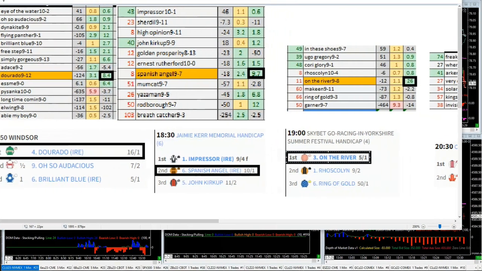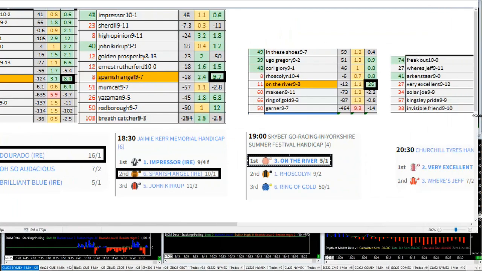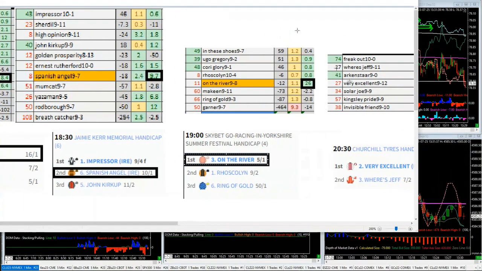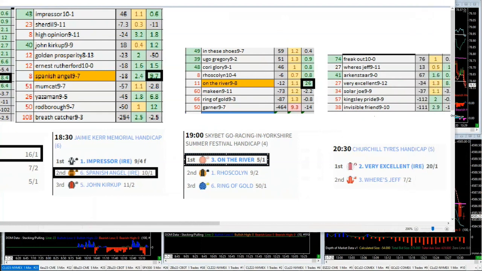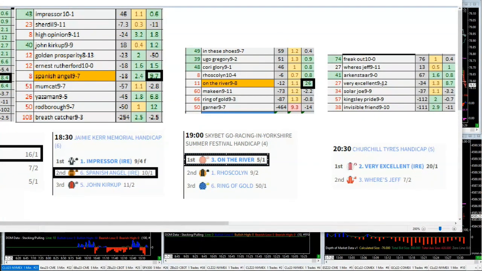And then the final horse that we had yesterday was this horse here, a horse called Very Excellent. This horse registered a score of 8.7 on the algorithm. Very Excellent won at 20 to 1 odds. So we had a 16 to 1 winner, a 5 to 1 winner, a 20 to 1 winner, and a 10 to 1 second place.